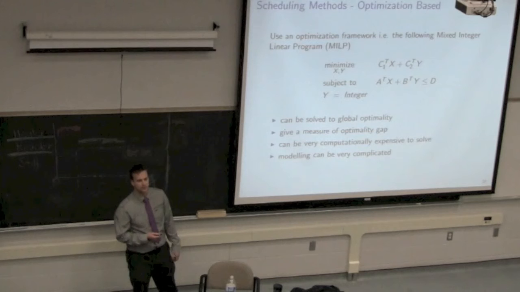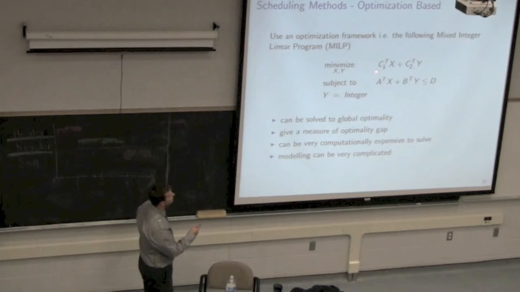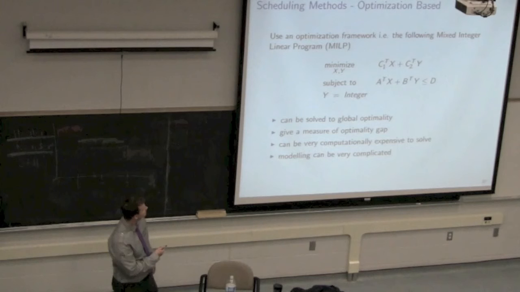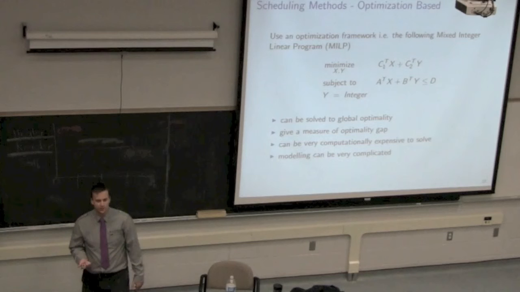What this is saying is that you want to minimize this function over here. C1 and C2, all they are are coefficients. So C1 and C2 might be maybe just 1 and 2 respectively, whereas X and Y are the variables that you're trying to solve. Over here, Y is an integer and X is continuous. Everyone knows what an integer variable is: 1, 2, 3, 4, up to some number, but it's an integer number.